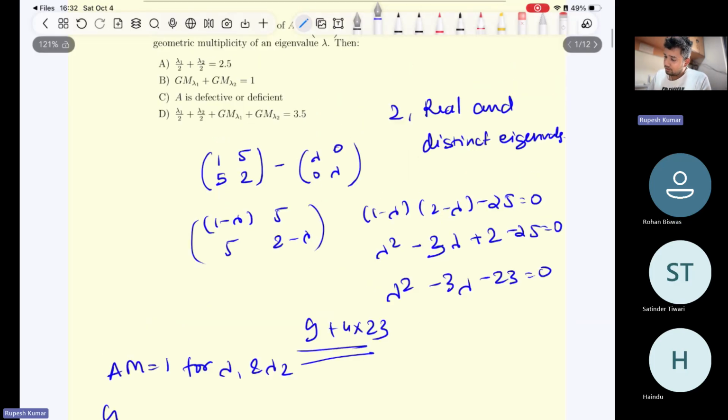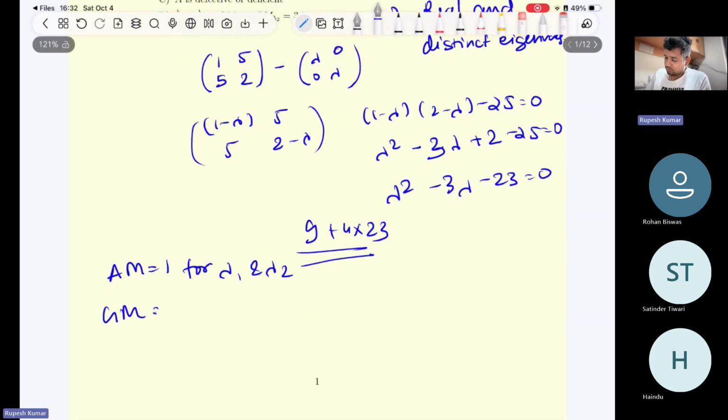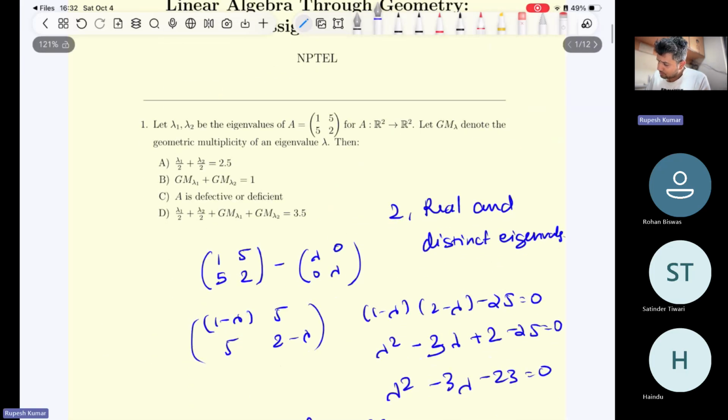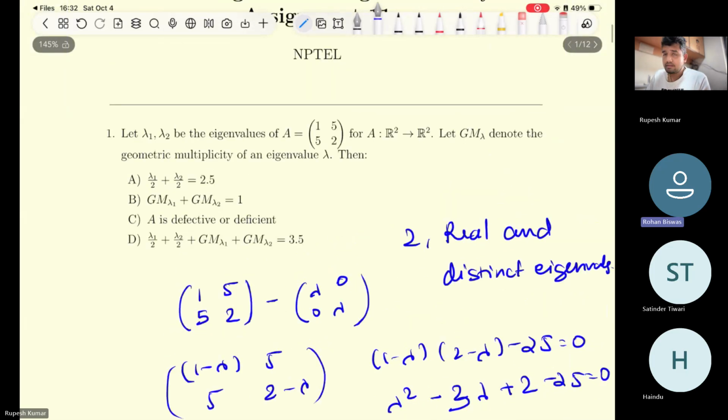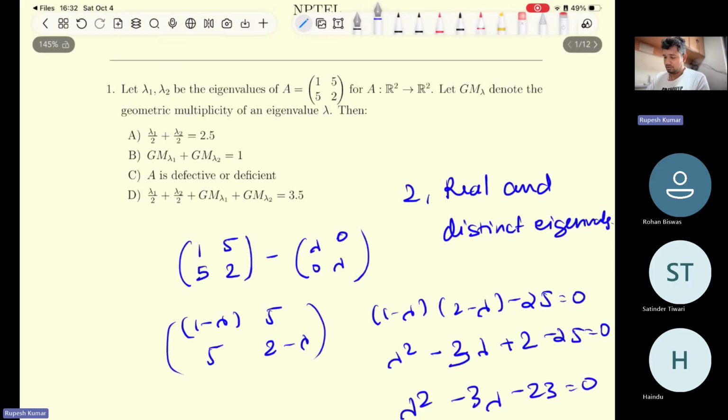And then since it's a full rank matrix, you have GM equal to 1 for lambda 1 and lambda 2, right? Am I missing something? No, sir. Now the question is lambda 1 by 2 plus lambda 2 by 2 is 2.5. You can solve this equation and get the value. Check what is the answer.